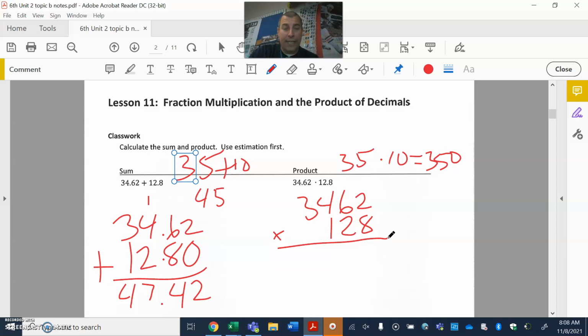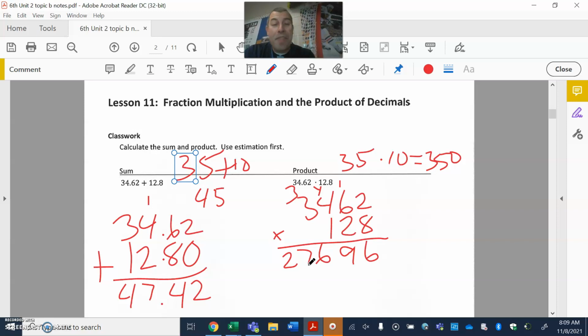Okay, so we're multiplying here. When we multiply, we go digit by digit and do our multiplication, and we carry. So we start with that 8. 8 times 2 is 16. Put down the 6, carry the 1. 8 times 6, 48. Plus the 1, 49. So I put down the 9, carry the 4. 8 times 4, 32. 32 plus 4, 36. So we put down the 6, we carry the 3. 8 times 3 is 24. 24 plus 3, 27. There we go.